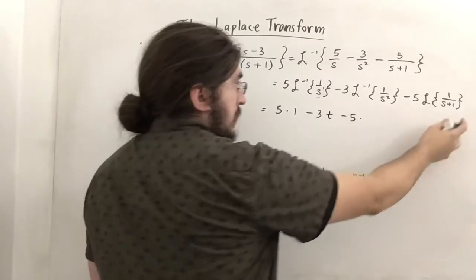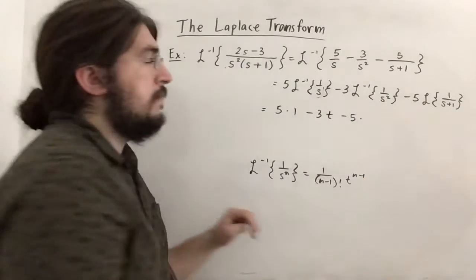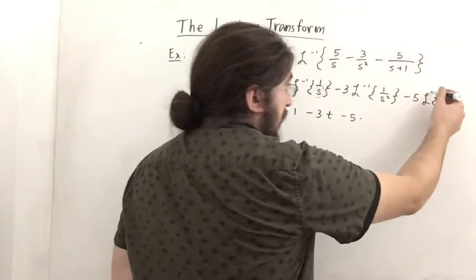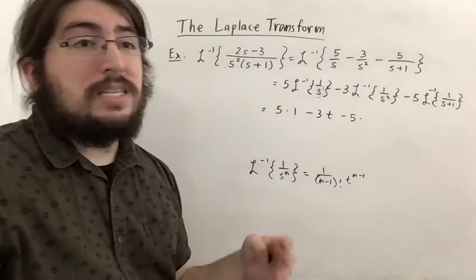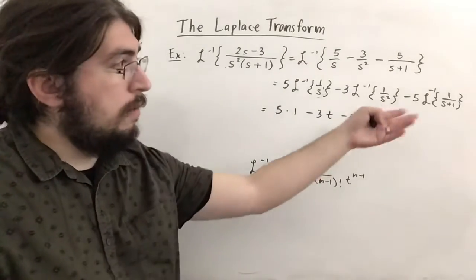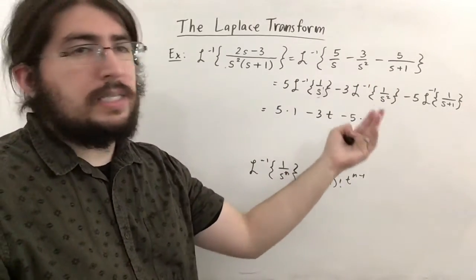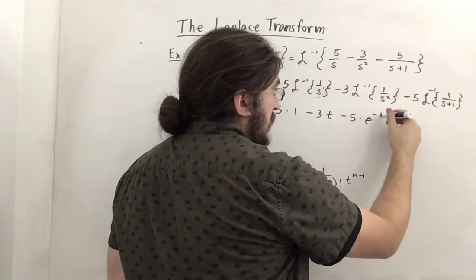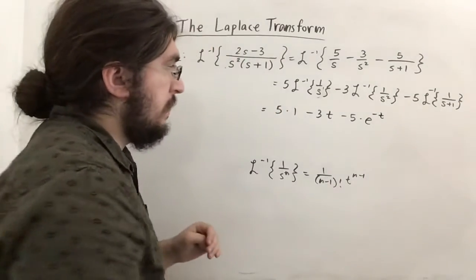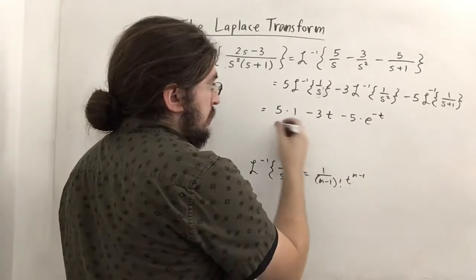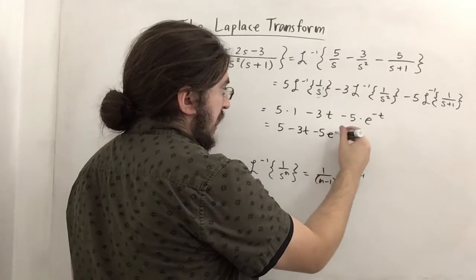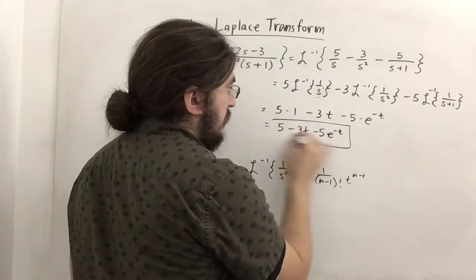Minus 5 times, this is 1 over s plus 1. Remember that Laplace inverse of 1 over s plus a was e to the negative a t. So since a is 1 in this case, it's going to be e to the negative 1t, or e to the negative t. Awesome. So this is just 5 minus 3t minus 5 e to the negative t, of course, and that is our answer for this problem.